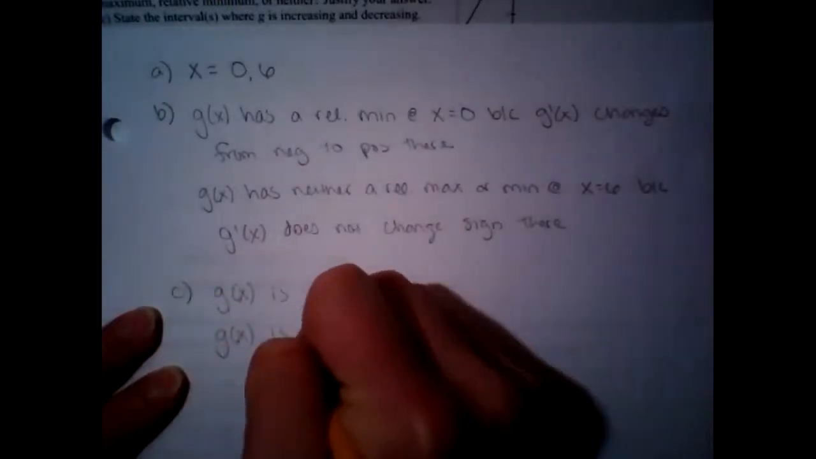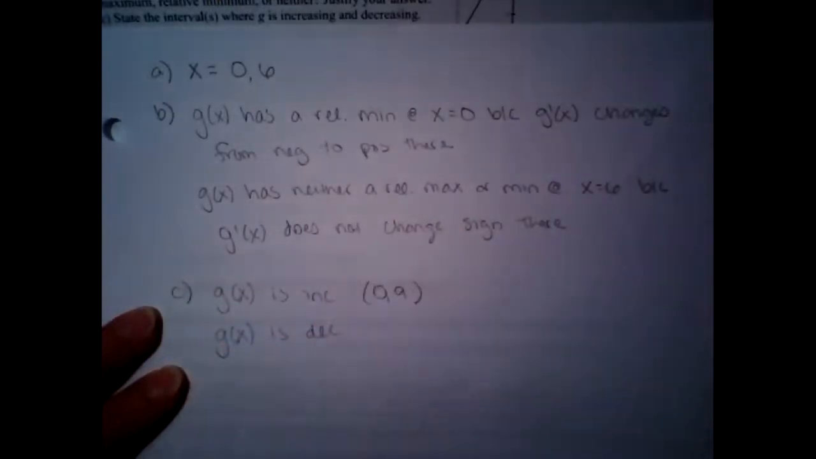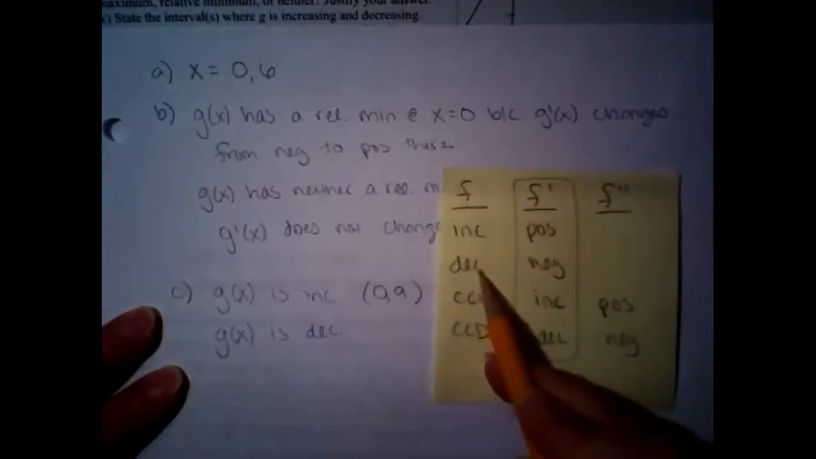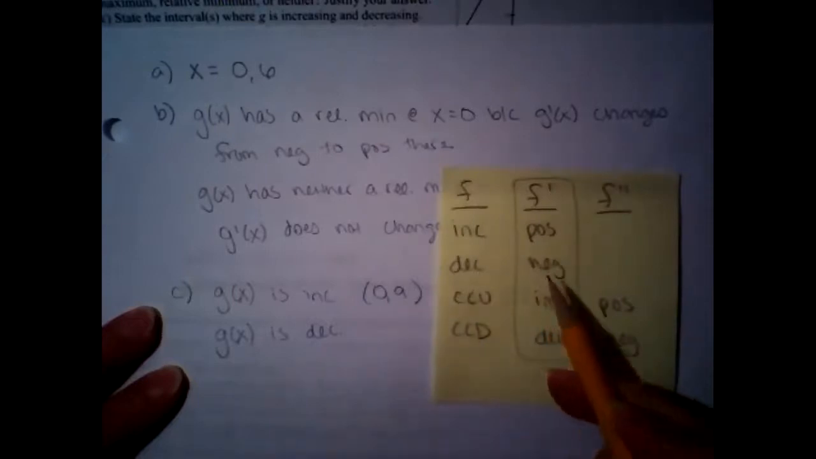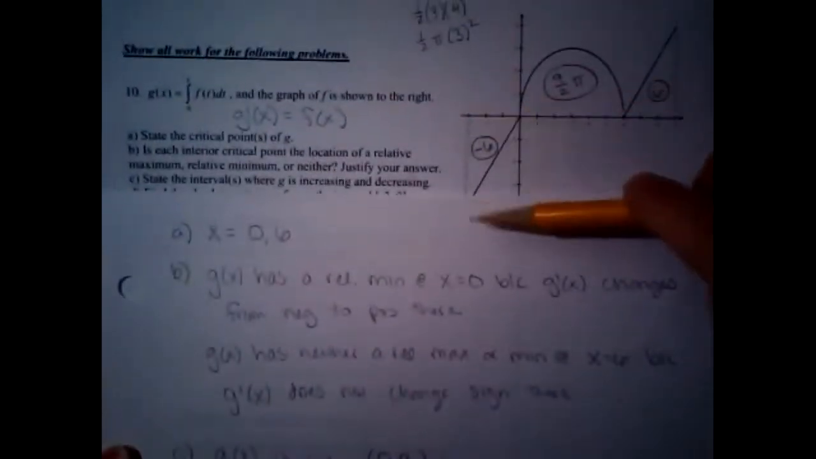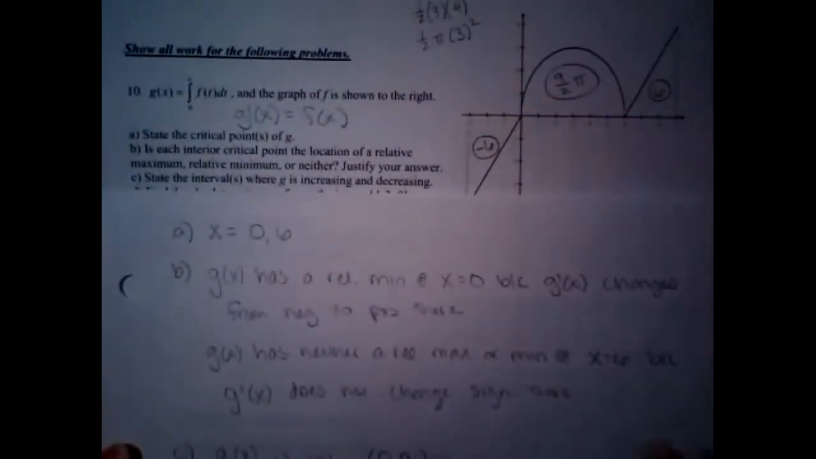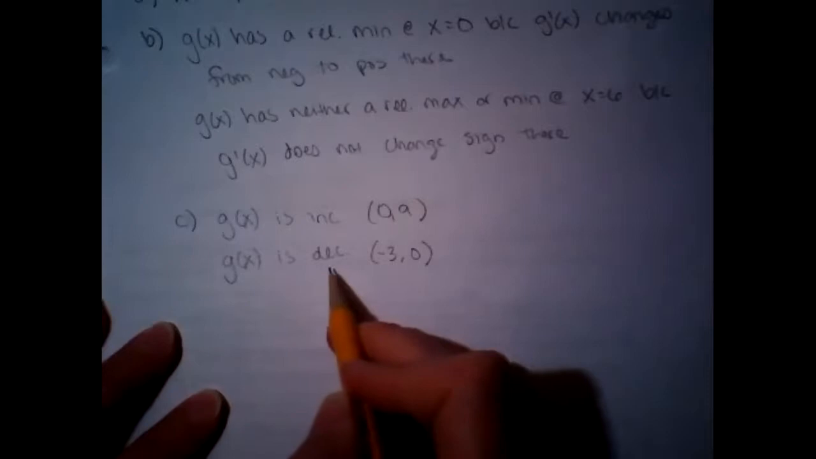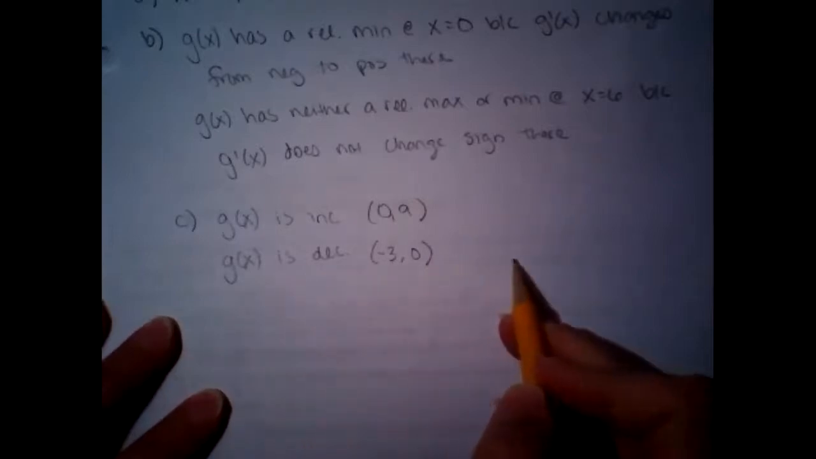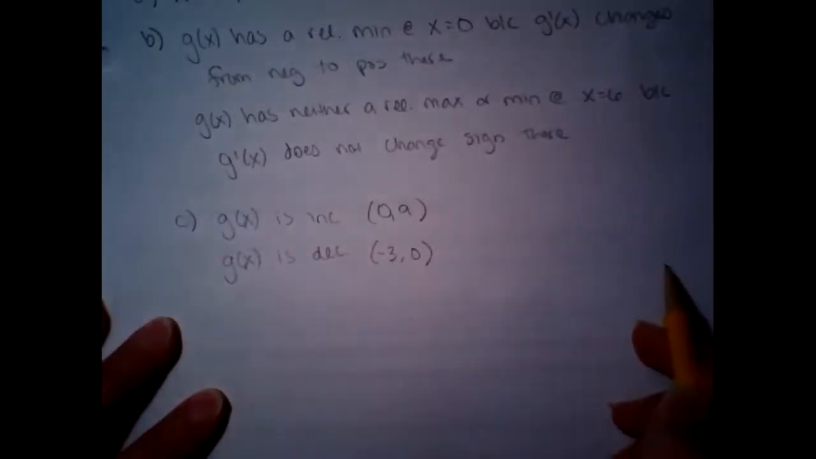And then g of x is decreasing wherever the derivative is negative. That means below sea level. So this graph is below the x-axis from -3 to 0. And if you were going to justify that, it would be because g prime is negative there.